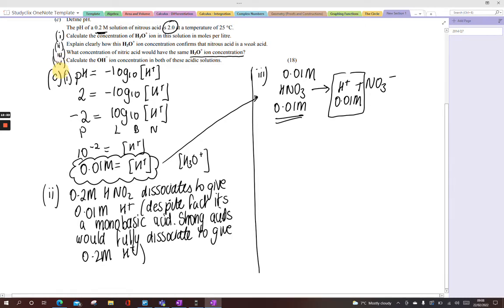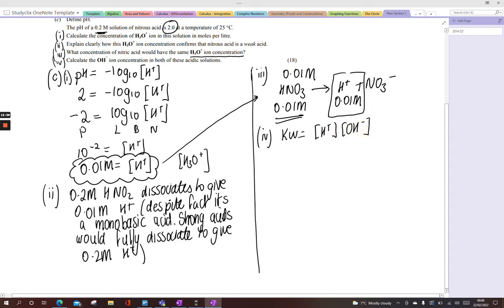And then your last bit, calculate the hydroxide ion concentrations of both of these acidic solutions. Now they're both the same. Now, from the ionic product of water, Kw is equal to the hydrogen ions times your hydroxide ions.